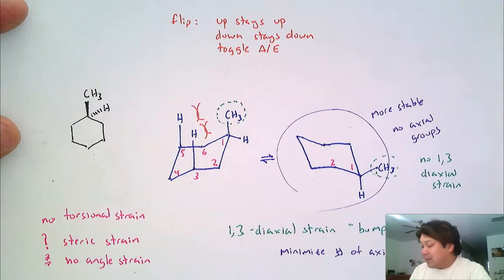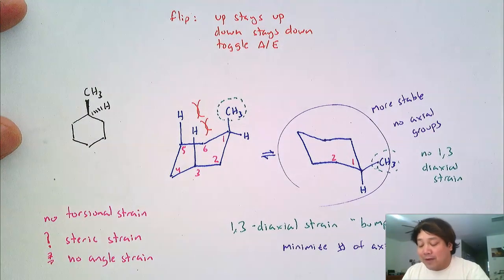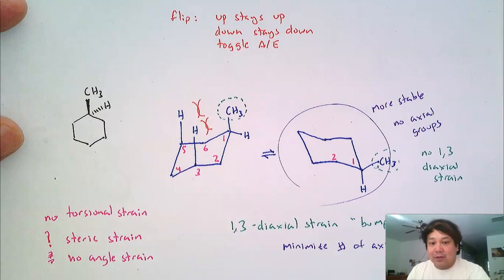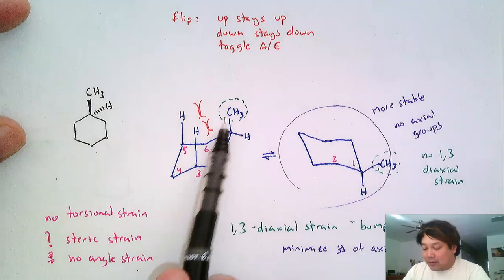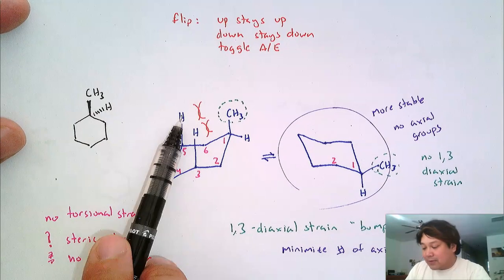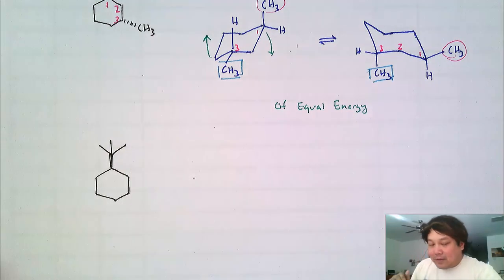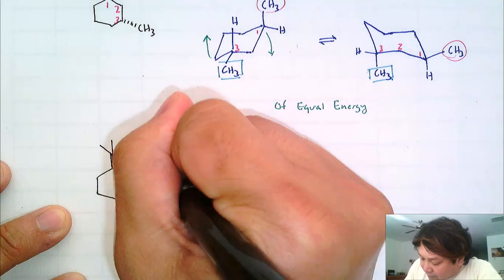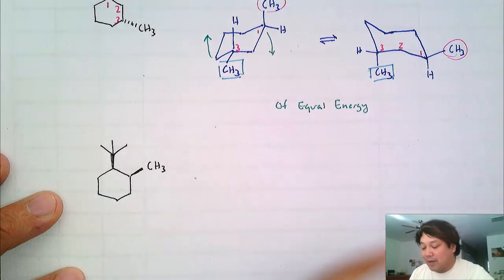Now, I just want to mention that some professors want you to quantify. So in this situation, I would say that there are two 1,3 diaxial strain interactions. One for this interaction here, the bumping here, and the bumping with this hydrogen to this methyl group. The last example is this one, CH3. You could pause the video and draw the two chair conformations.